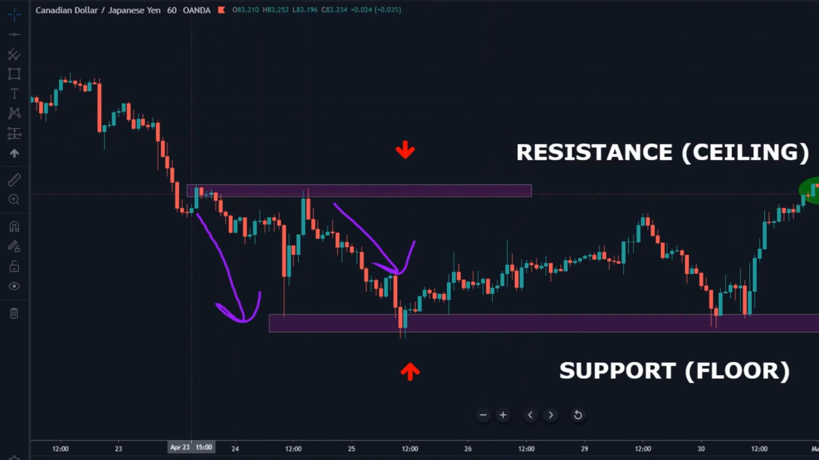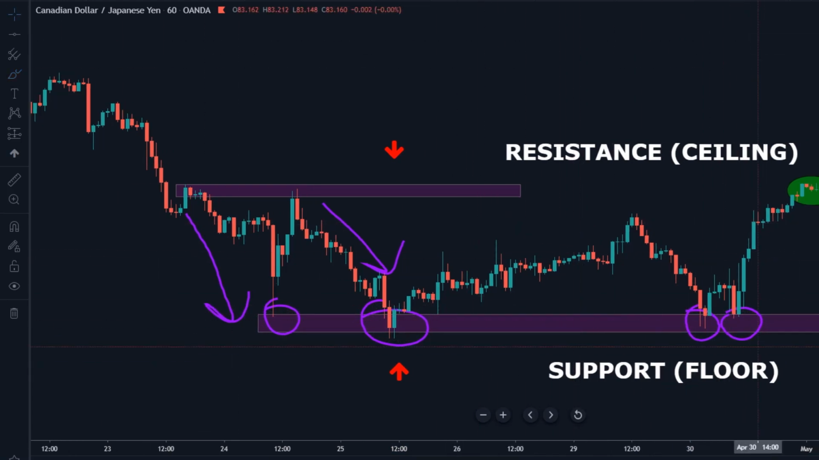After this, you can see that it went down to the support and bounced off of it multiple times. 1, 2, 3, 4. This has acted as a strong support level. This is a very important thing to know in the markets. Same as here. You see how it touched 3 times now? It has touched multiple times. That is a very good indication of support and resistance.